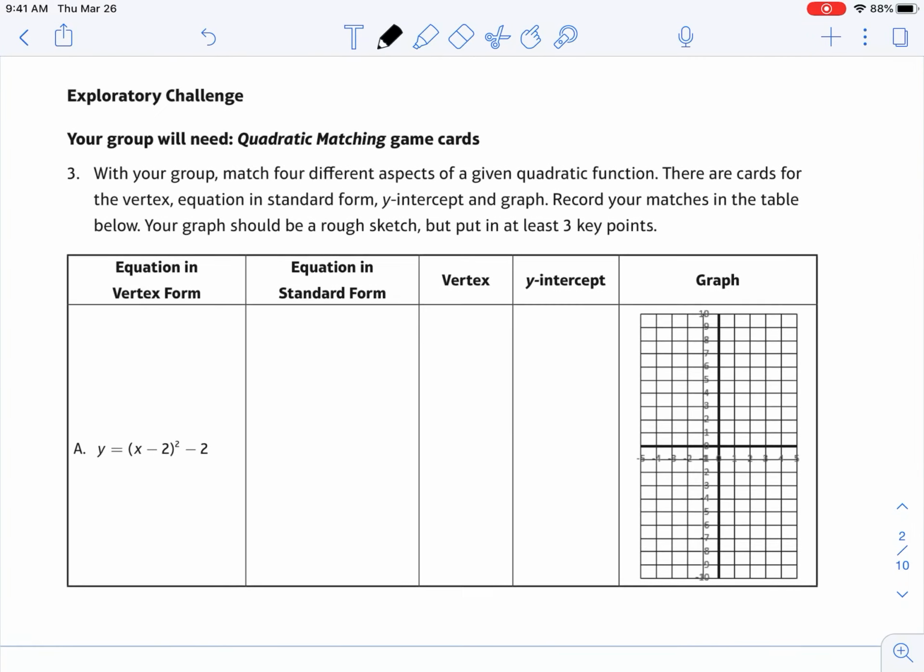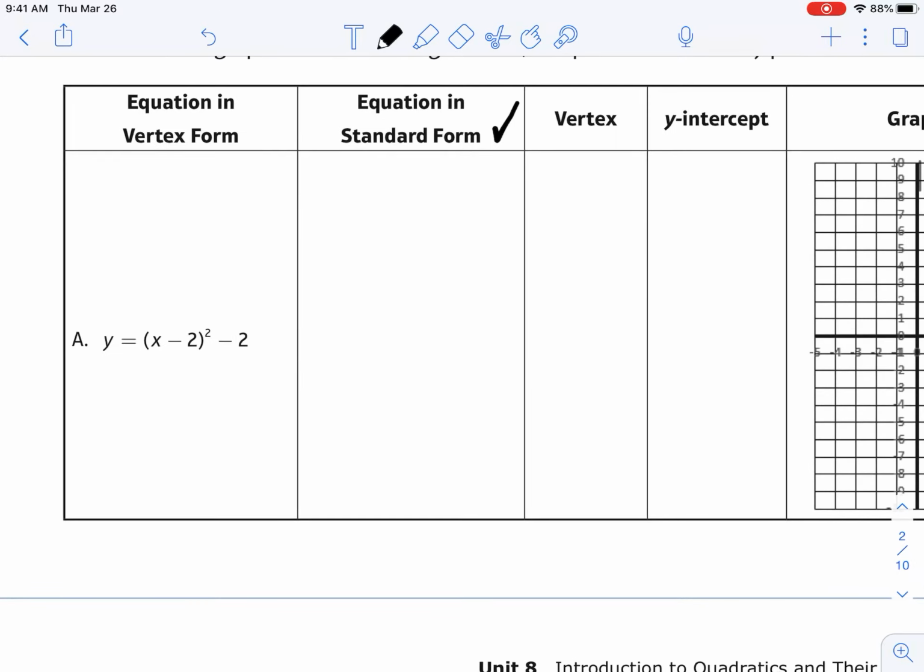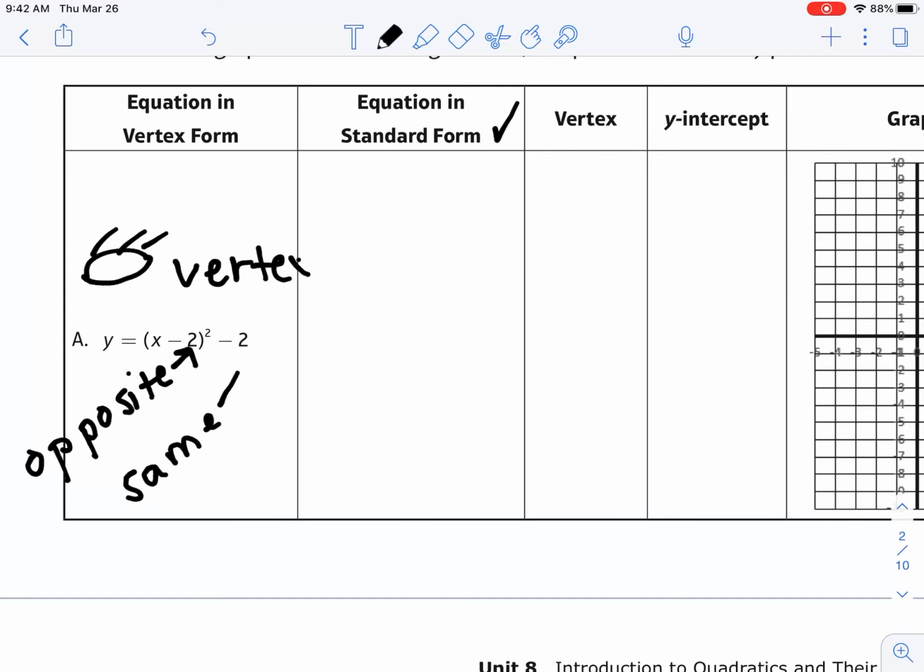instead of doing a matching game, we're actually going to go ahead and practice this. This gives us more opportunities to graph a function in vertex form and then see what it translates to in standard form. So with that, just by looking at the vertex form, you could tell that what we are given is the vertex. So in vertex form, we're given the vertex, and it's going to be at the opposite, same. All right, so that's your vertex.